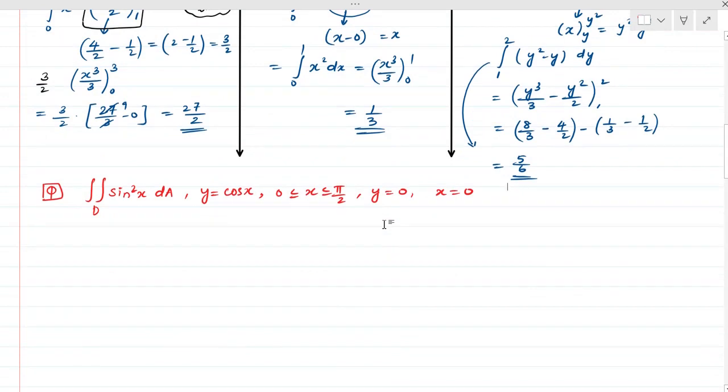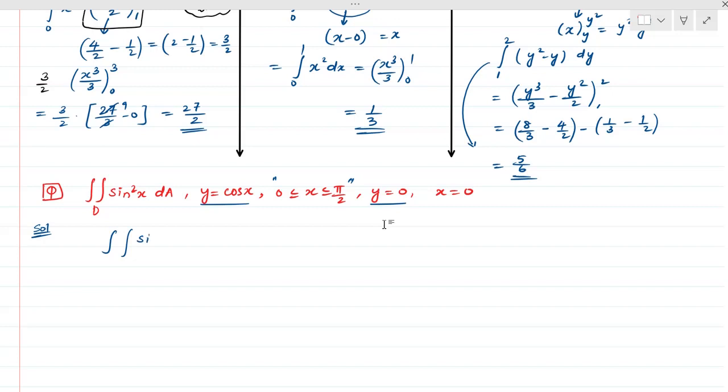Now what is the limit here? The limit is given. The x limit is clear from this part. So the x limit is 0 to pi over 2. What about the y limit? The y limit is 0 to cosine x.